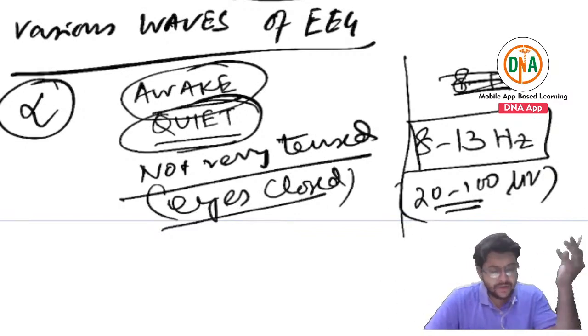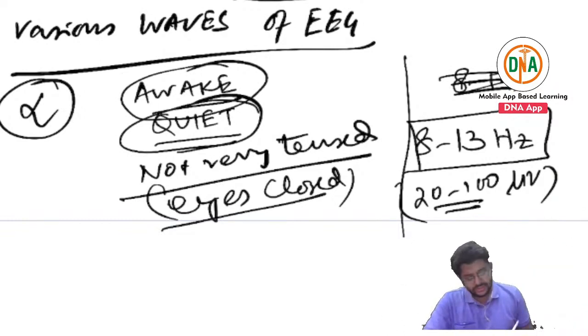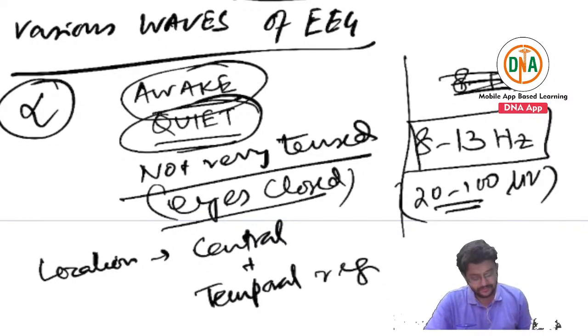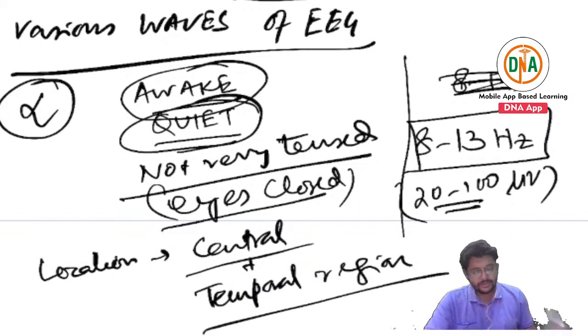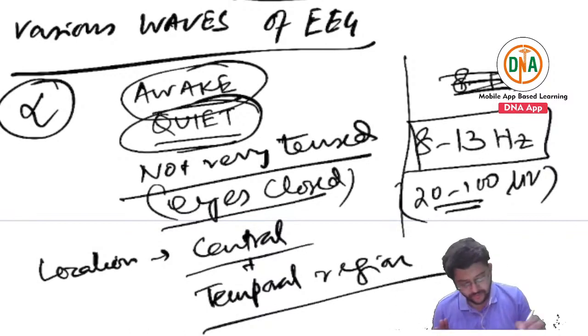And alpha wave, basically the location of alpha wave is mostly in the central and temporal region. So the location of alpha wave is the central and temporal region of our brain. So these are the few things you need to remember about alpha.